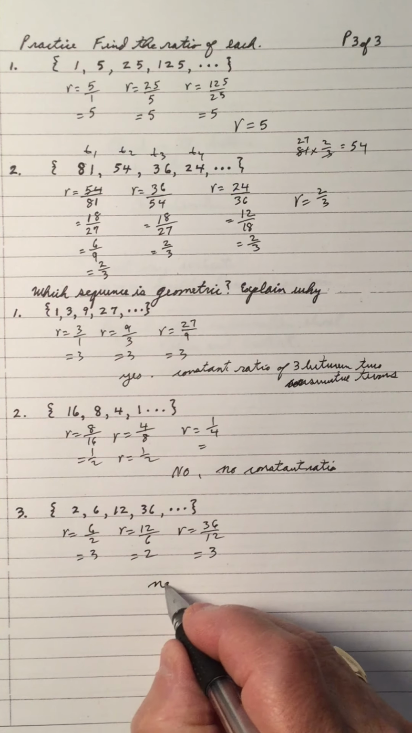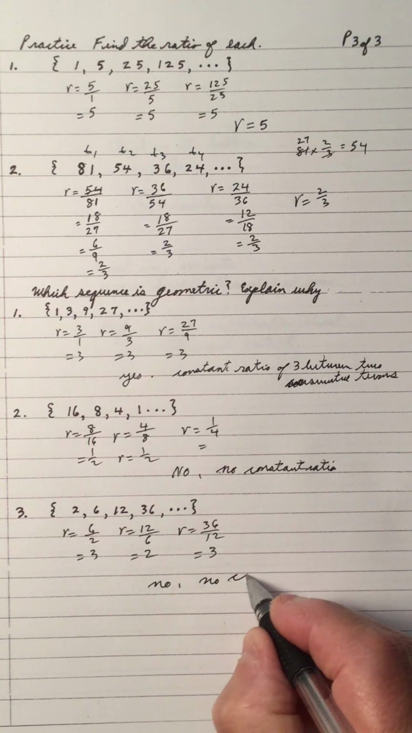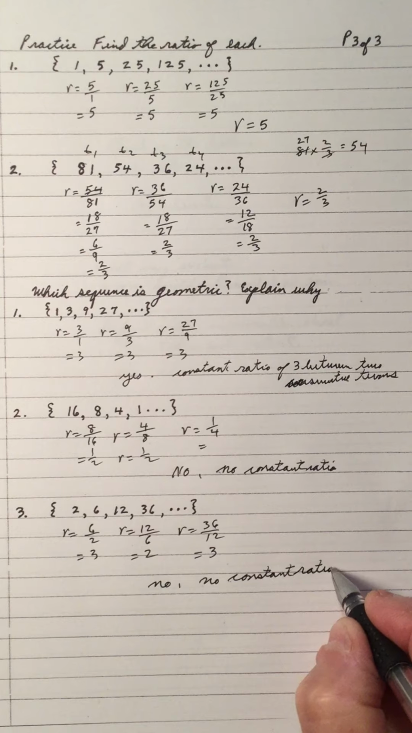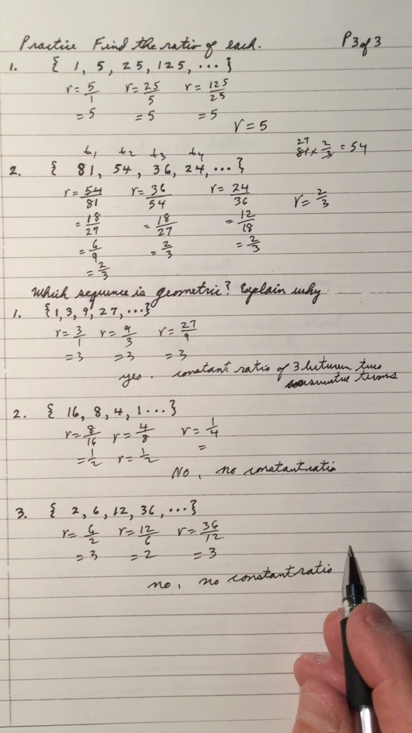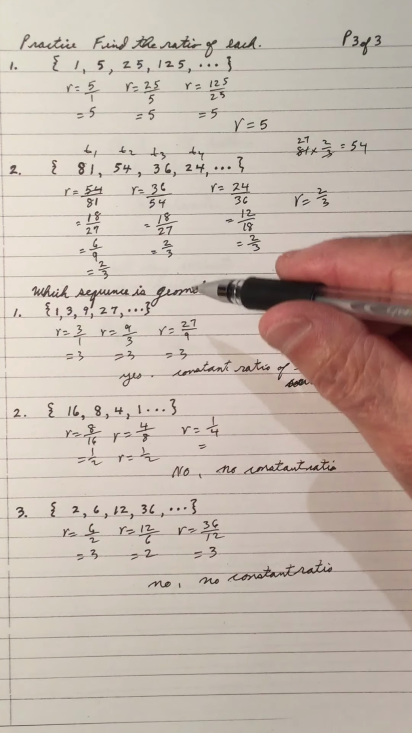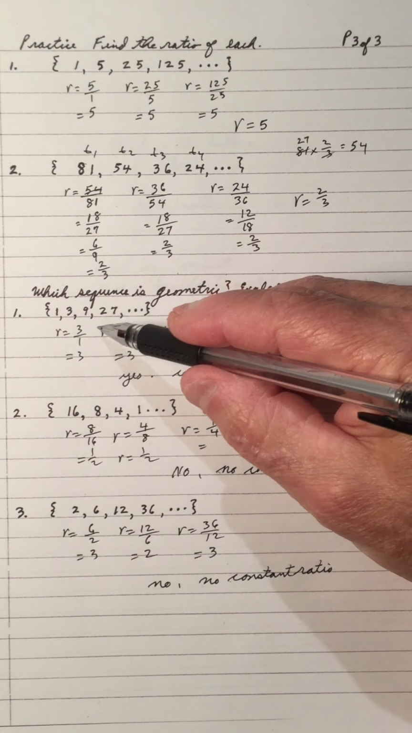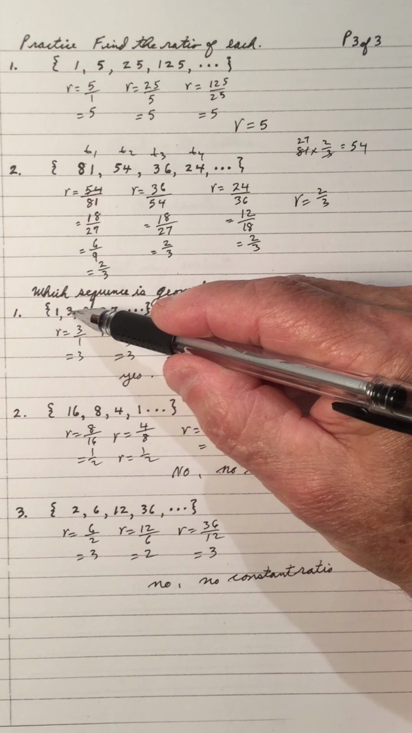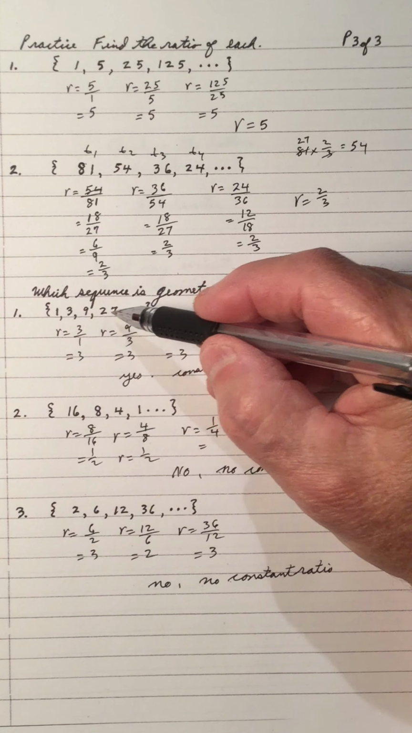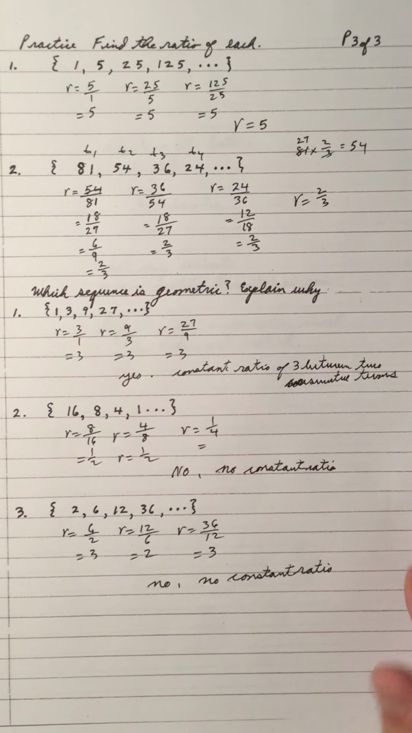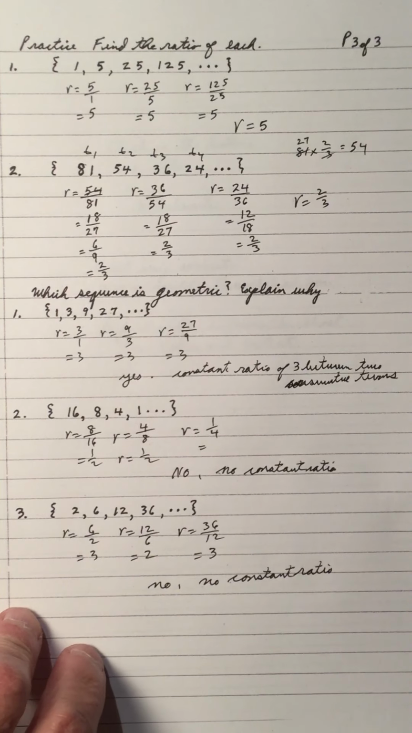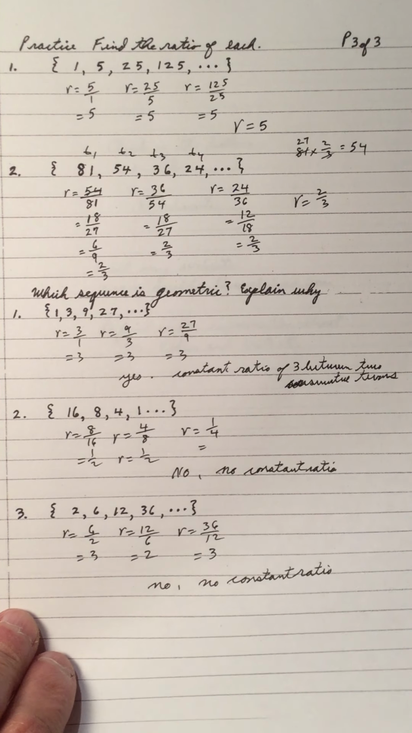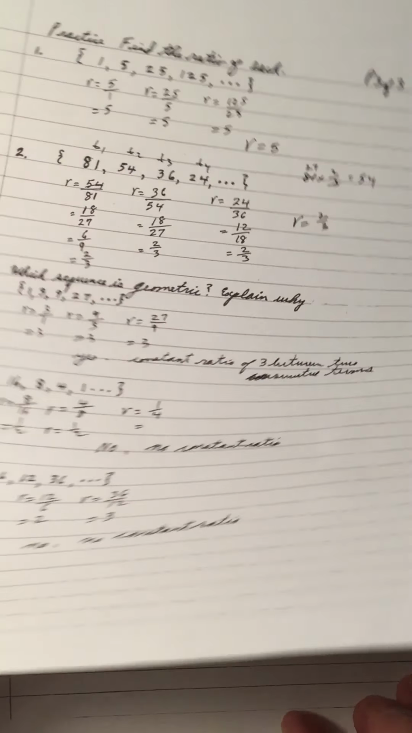But again it's no, because there's no constant ratio. The ratio has to be the same for each one. And so the only one that's geometric here is this one, where the ratio is 3. Again, 1 times 3 is 3, 3 times 3 is 9, 9 times 3 is 27. So this is geometric. So that's explaining what a geometric sequence is. It's the successive terms being divided, and you get the same ratio.